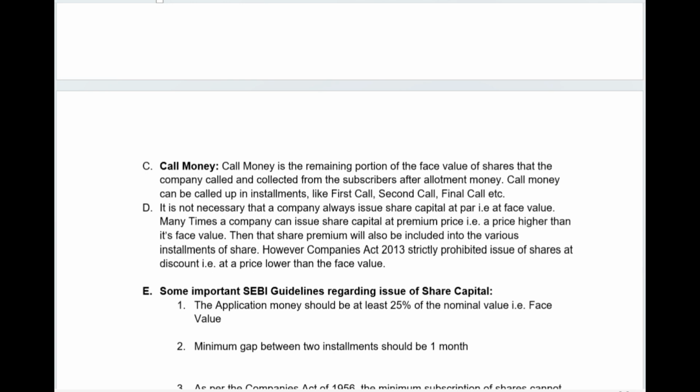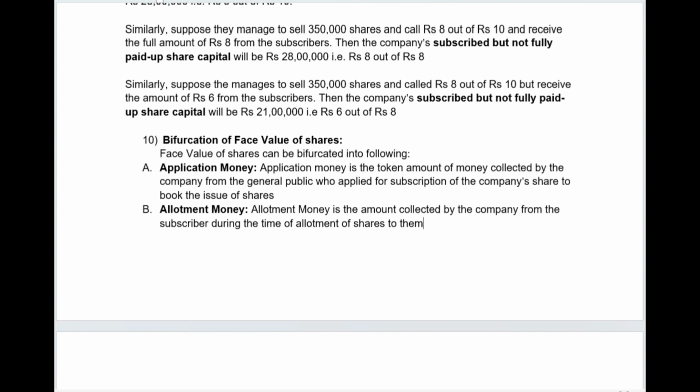Number D, it is not necessary that a company always issues share capital at par, that is at face value. Many times a company can issue share capital at a premium price, that is a price higher than its face value. Then the share premium, or securities premium, will also be included in the various installments of shares. However, the Companies Act 2013 strictly prohibits the issue of shares at a discount, that is at a price lower than the face value. So let us understand in simple terms the bifurcation of the face value of shares.